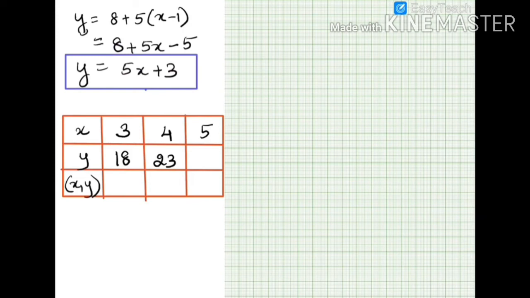And we can guess the third value by noticing the increase in the value of y with respect to x. Value of x increases by 1 and value of y is increasing by 5. You can substitute x as 5 and then check. 5 into 5 is 25 plus 3 is 28. So we have 3 points to represent on the graph.